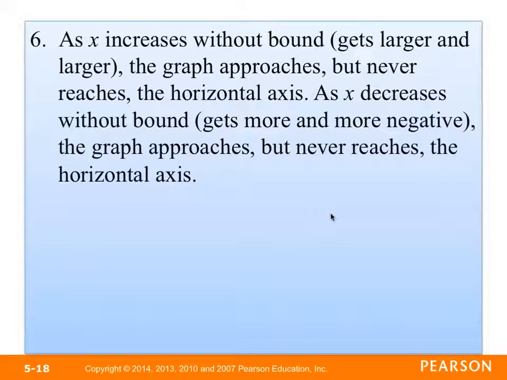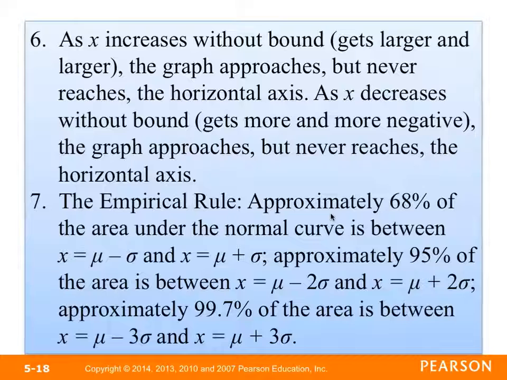As x increases without bound, meaning it gets larger and larger, the graph approaches but never reaches the horizontal axis. And then as x decreases without bound, meaning it gets more and more negative, the graph again approaches but never reaches the horizontal axis.